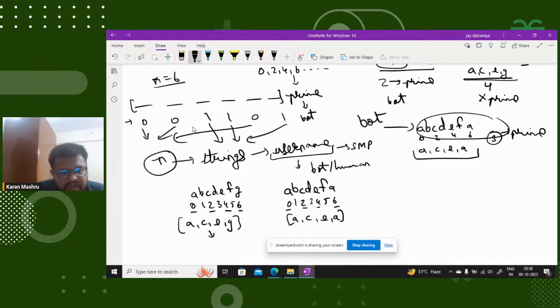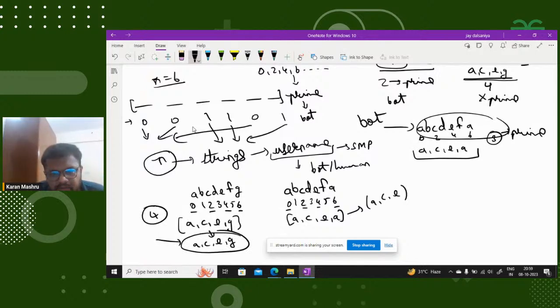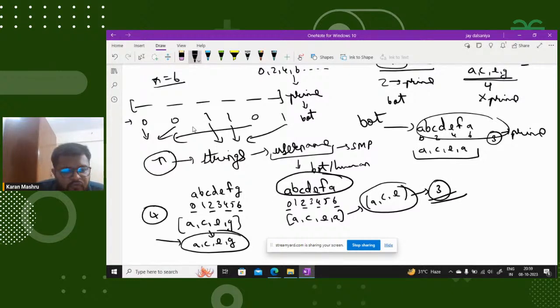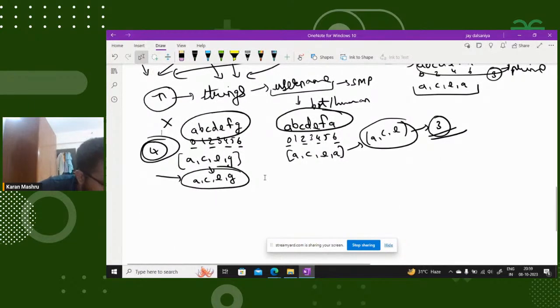So the distinct characters here in even positions are A, C, E, G. Here the distinct characters at even positions are A, C, and E. The total number of distinct characters at even positions here is 4. Here the total number of distinct characters at even positions is 3. 3 is a prime number, hence this is a bot account. 4 is not a prime number, hence this is not a bot account. In this way, we will calculate whether an account is a bot account or not. Is it clear now?